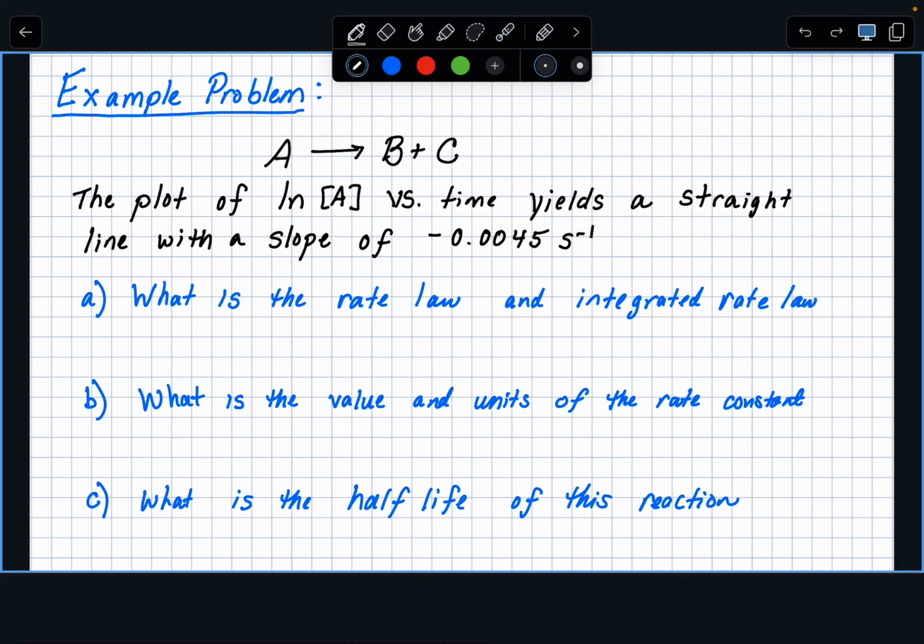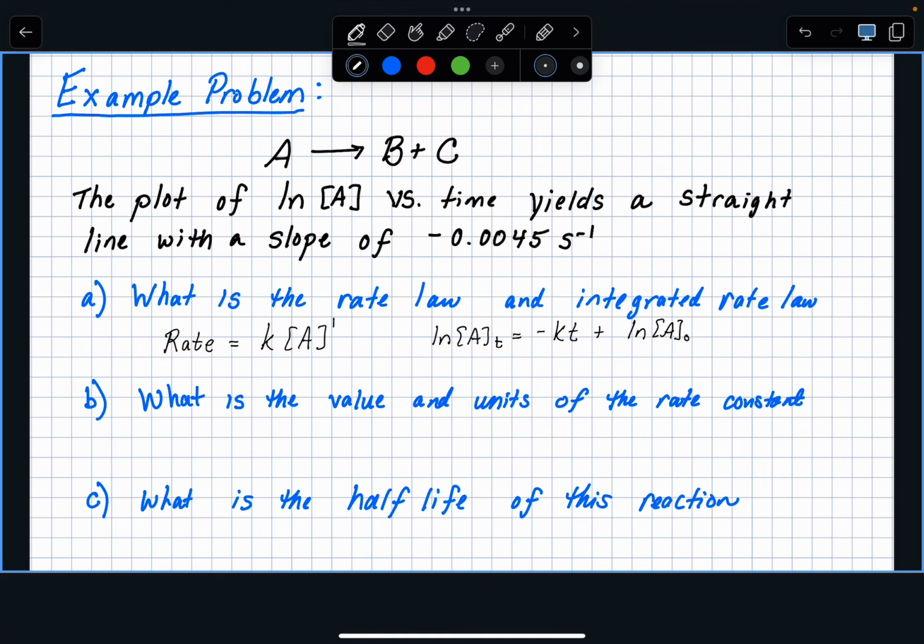So what that means is the rate law would just be: you write the word rate, equals the rate constant k, times the reactant, in this case A, to the first power, or to the exponent of 1. We can also write the integrated rate law, which is the y = mx + b graph: the natural log of A at any time equals negative k times time, plus the natural log of A naught.